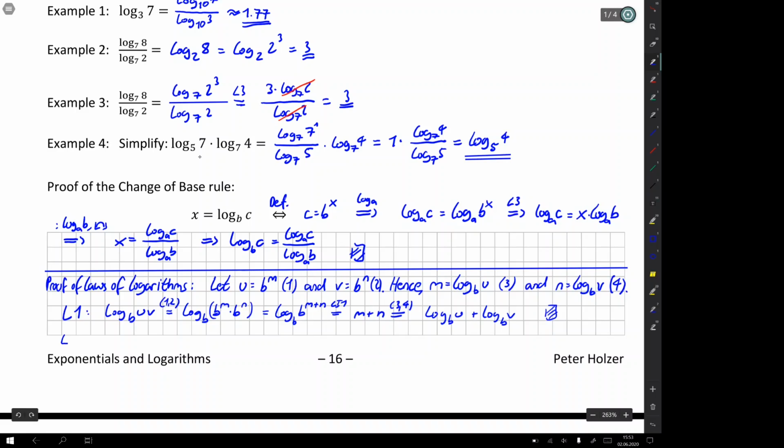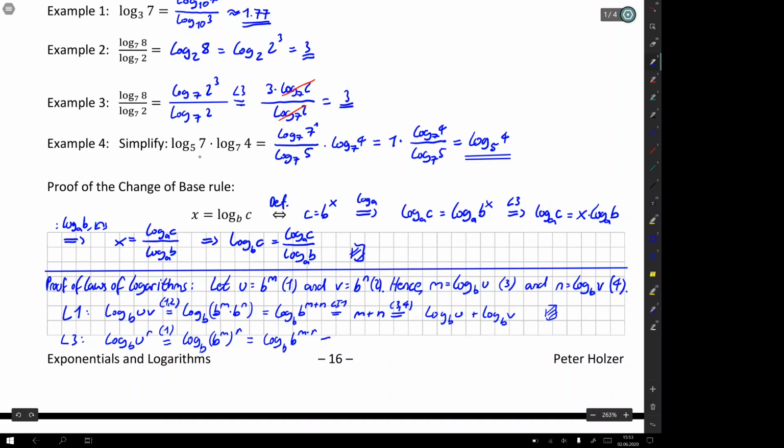Let's look at the law of logarithm 3, which is logarithm of u to the power of r in base b is, well, using the definition of 1, we get logarithm of b to the power of m, the whole thing to the power of r in base b. This is equal to logarithm of b to the power of m times r in base b, using again just the power rule.